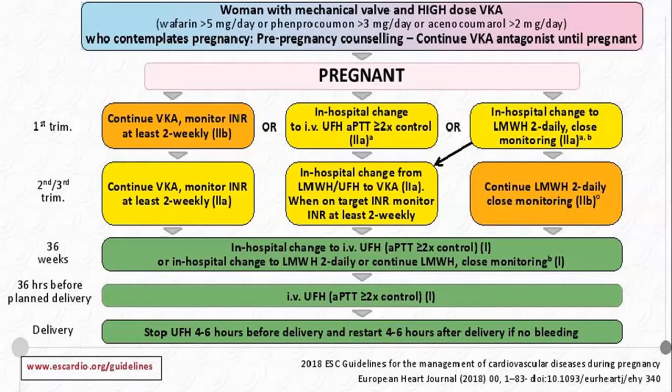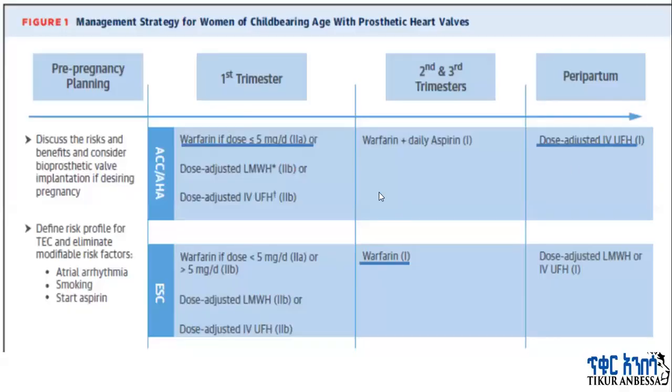But we need to communicate the high risk of maternal mortality with unfractionated heparin, the 50%, and the high thromboembolic event rate, that is 33% with unfractionated heparin. To combat that, the Americans add aspirin during the second trimester. So whether you go with warfarin less than 5 milligram or unfractionated heparin, addition of aspirin during the second trimester to decrease the increased thromboembolic events is recommended.